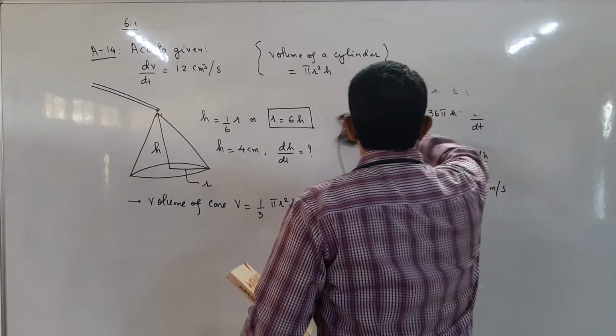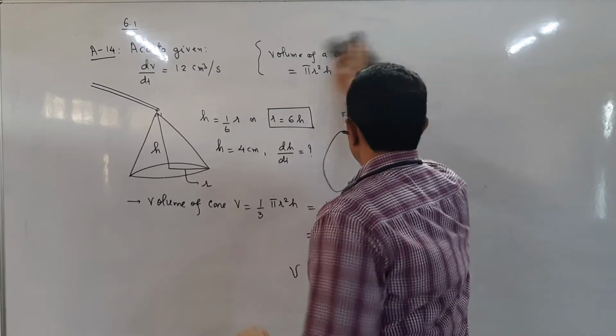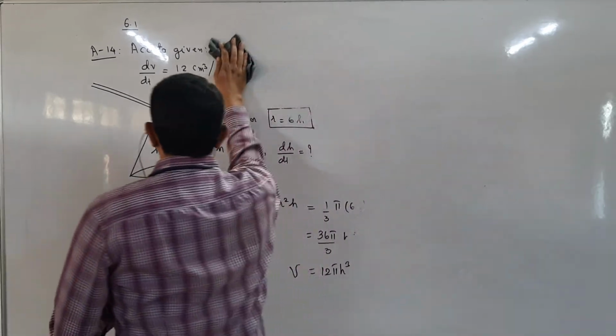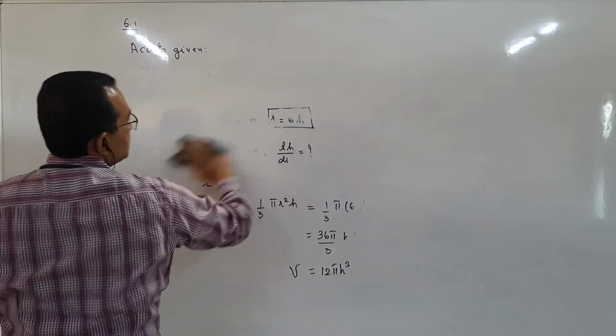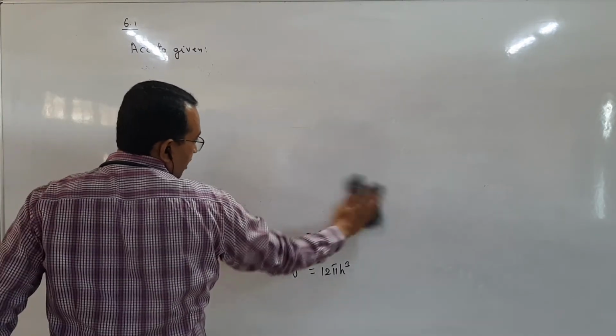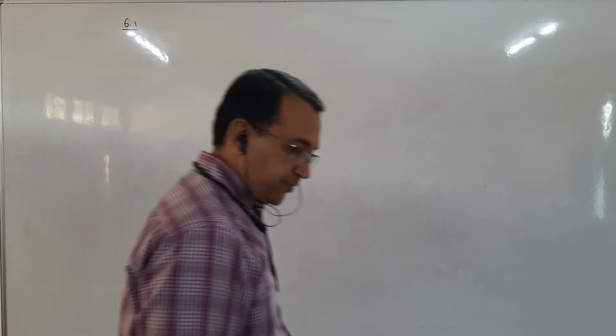So students, remember these two formulas: volume of a cone and volume of a cylinder. Just now we have discussed volume of a hemisphere and surface area of a sphere and surface area of a hemisphere.